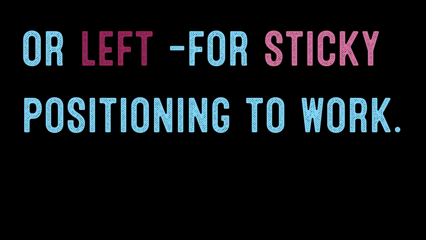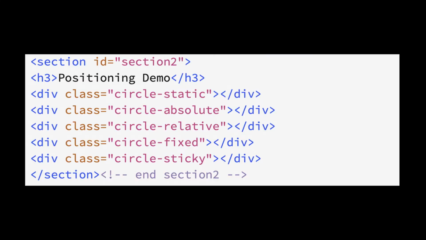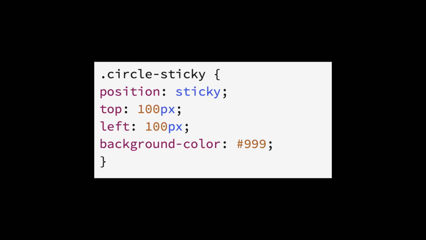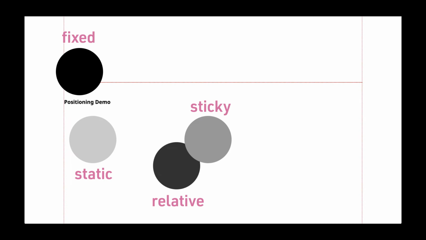Here is the HTML code for section 2 in our demonstration. We see that it would be the last circle element. And here is the CSS. So in this example, we are looking at a circle element with a medium gray color. This image shows that our sticky element starts out in a relative position.